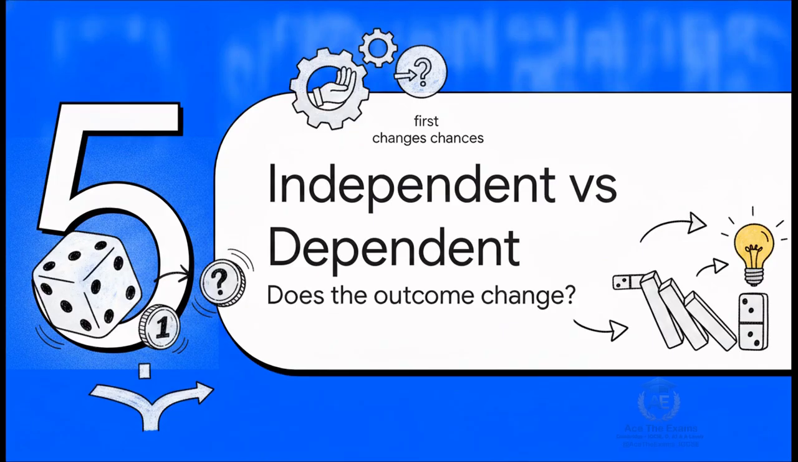Section 5, Independent and Dependent Events. Now we arrive at the absolute trickiest hurdle. This is where the top-tier students separate themselves from the pack. You have to figure out if the first event fundamentally changes the chances of the second event happening.